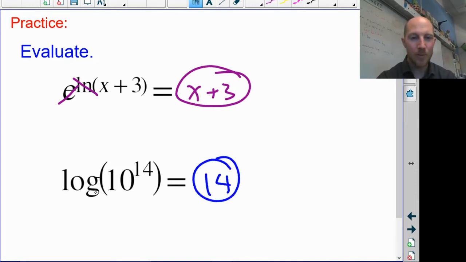So again, it might have been more visually easy if we'd seen that base 10. If it's base 10, we don't ever write the base, right? So if it just says log, that means base 10. We just don't write that. It's a time-saving device, right? That's just the convention. So log base 10 and the 10 as the base of the exponent are inverses.